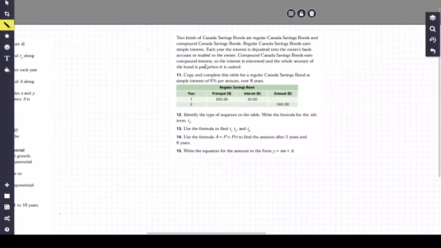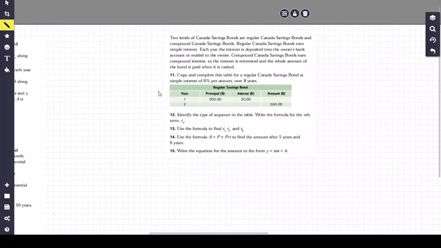Now this is the last part, and it's pretty interesting because it actually talks about real life applications. There are two kinds of Canadian savings bond: regular Canadian savings bond and compound Canadian savings bond. Regular Canadian savings bonds earn simple interest. Each year the interest is deposited straight to the owner's bank account or mailed to the owner. Compound bonds instead earn compound interest, so the interest is reinvested, or the whole amount of the bond is paid when it's cashed. Copy and complete the table for regular simple interest.